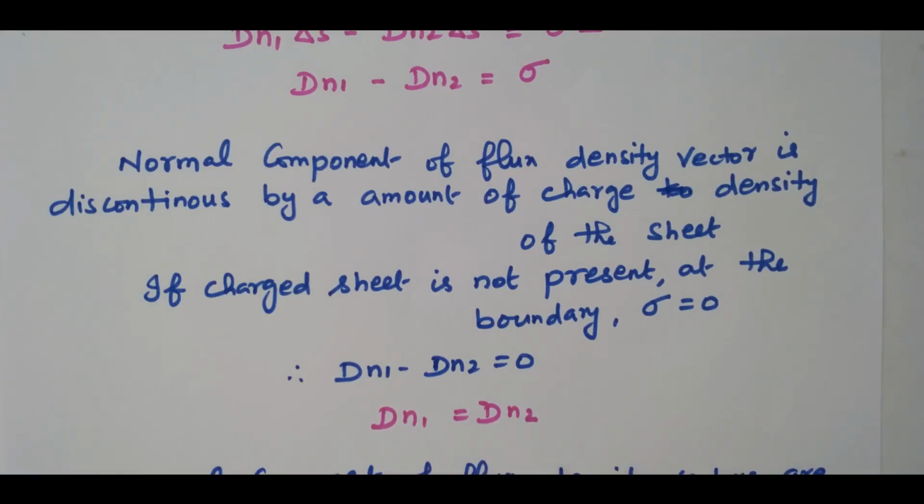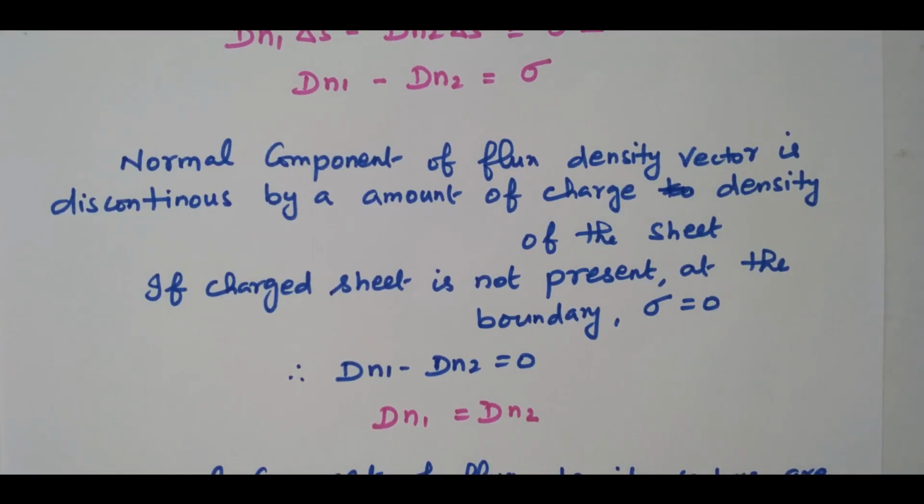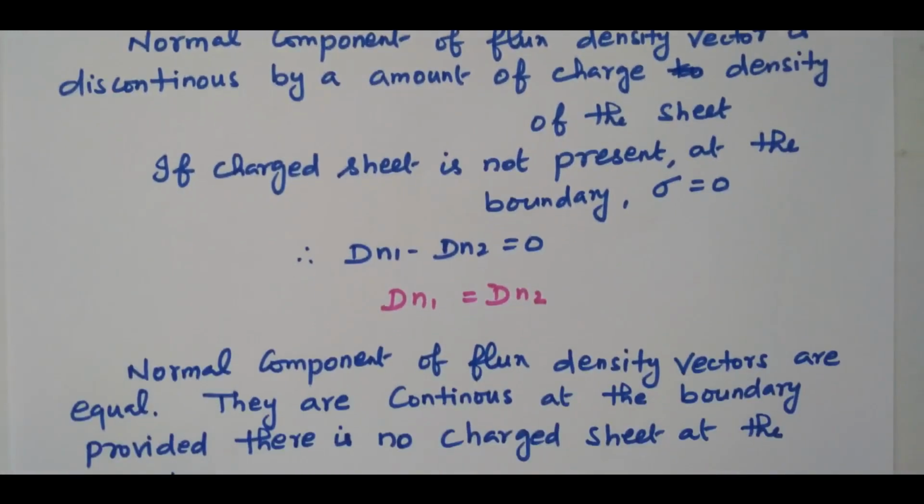So the flux lines flowing from one dielectric to another dielectric will be continuous if no charges are available. If any charge is available, it will be discontinuous. That is the conclusion we got. If the charge is not available, they are all equal. Now the statement is given.